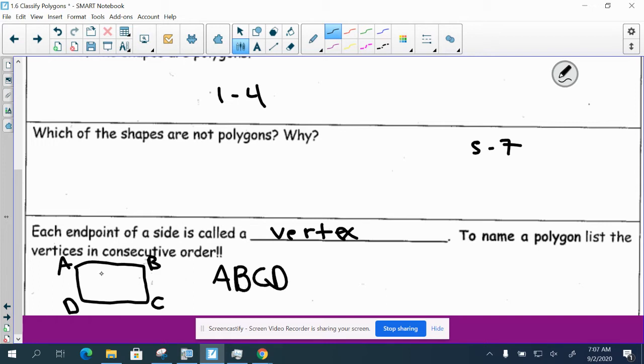However, you don't have to write it in alphabetical order. Instead of clockwise, we could go counterclockwise. So you could say A, D, C, B, as long as you're naming the vertices in consecutive order. Also, you don't have to start at A. You can start at B. So you could say B and then go clockwise, C, D, A, or you could go the opposite way, counterclockwise, B, A, D, C. As long as you're doing it in consecutive order, you can start at any vertex and go counterclockwise or clockwise.